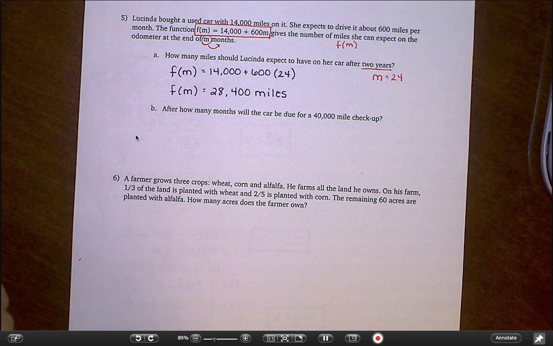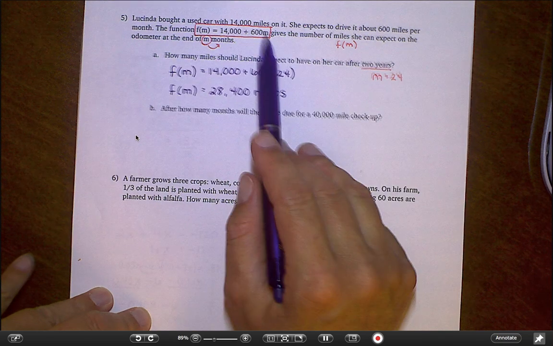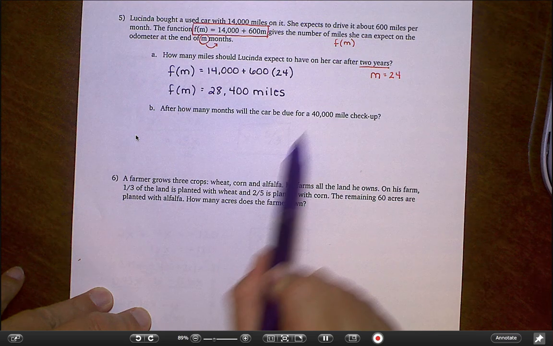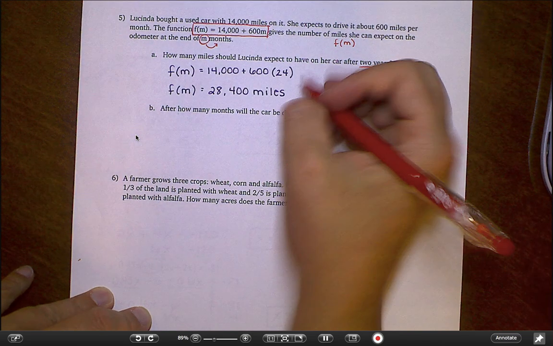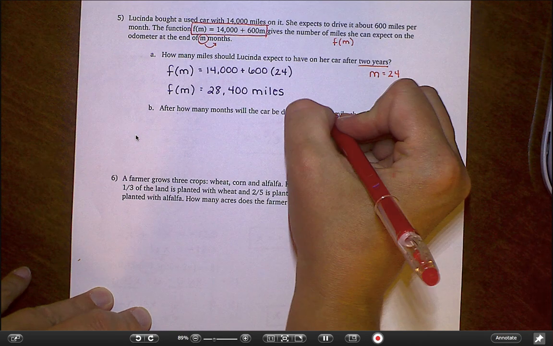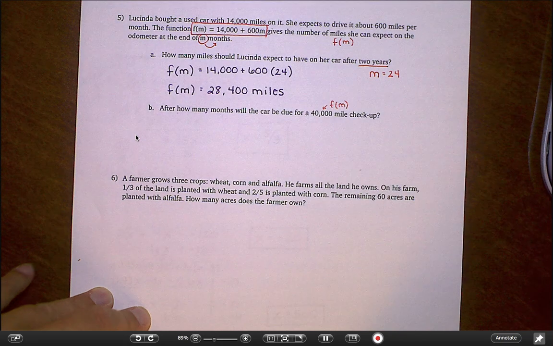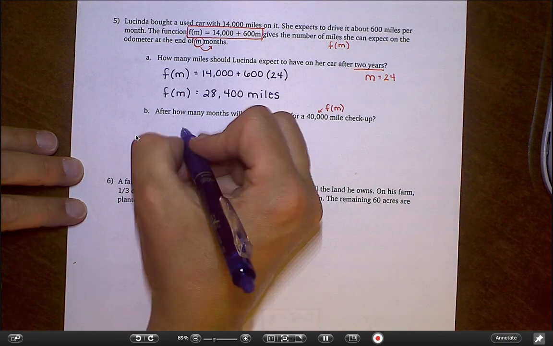Let's look at the second one. After how many months? Notice this one is asking for the months, meaning I'm going to be solving for that M value. When will we do the 40,000 mile checkup? So this is my miles, this is going in now for F of M, and what I'm looking for is M. So now the 40,000 is going out here.